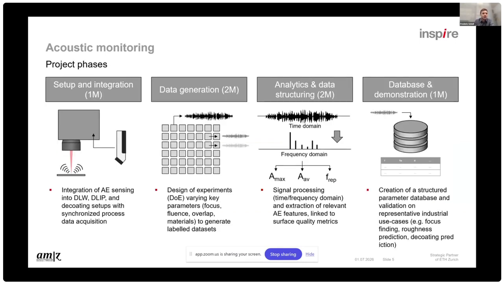And the project phases for this will look roughly like this. In the beginning, we will start with setup and the integration of the acoustic monitoring. And then the big part is, of course, the data generation, where we will texture according to a design of experiments, a lot of different surfaces, extract the acoustic signals. And then in the second big block of the project, we would analyze this data and characteristics of the acoustic emission to then build a database of acoustic signals correlated to the outcomes of the surface, which then can be transferred to industry partners that could use this to automate their processes and monitor their processes for quality.